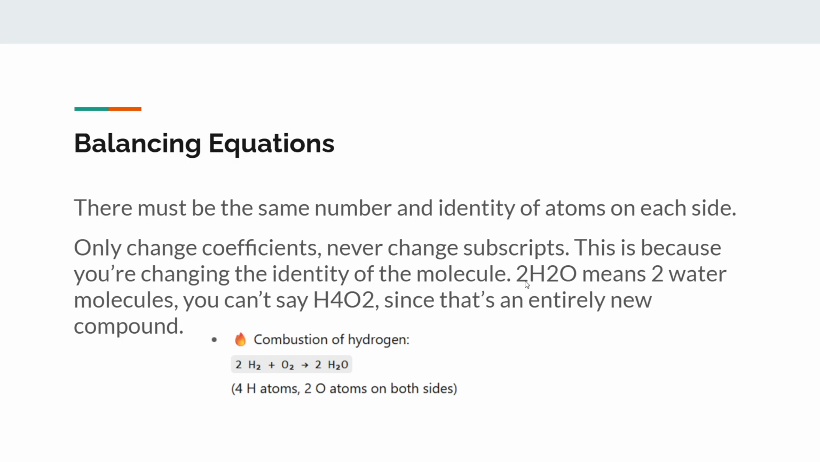Now you have 4 hydrogen atoms without changing the fact that you still have 2 water molecules. If you just added 2 hydrogen atoms right here, this will become a completely different molecule, and it will be much harder to react. That just messes up the whole thing. So simply put, the coefficient changes the amount you have. The subscript is how much you have in each molecule.